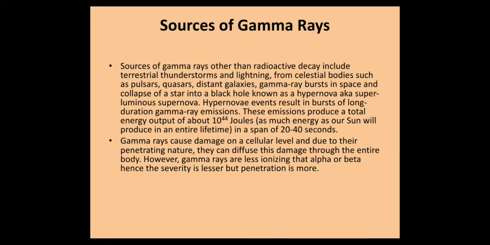Sources of gamma rays. Sources of gamma rays other than radioactive decay include terrestrial thunderstorms and lightning, and celestial bodies such as pulsars, quasars, distant galaxies, gamma ray bursts in space, and the collapse of a star into a black hole, known as a hypernova or superluminous supernova. Hypernovae events result in bursts of long-duration gamma-ray emissions.